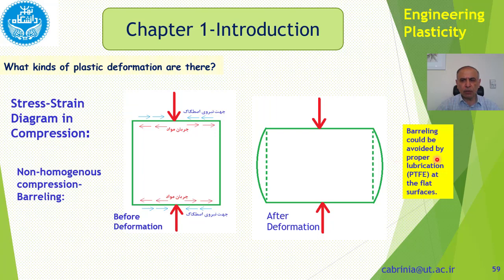Obviously, barreling could be avoided by proper lubrication, like PTFE at the flat surfaces there. If we put PTFE here and there, between the platen and the cylinder, then material flow will be easier, and this barreling will be diminished. Okay, it becomes minimum.